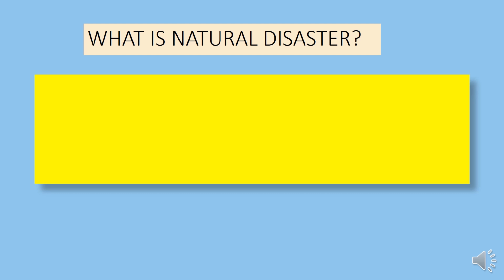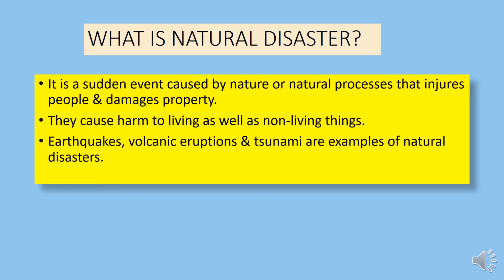what is natural disaster. Dear students, you all must have heard about earthquakes, volcanic eruptions, tsunamis in the news. What are they basically? They are examples of natural disasters. So, natural disaster is a sudden event that is caused by nature or a natural process that injures people and damages property. It is not in our hands. It is the destruction by nature. They cause harm to living beings as well as non-living things. Both are disrupted or dismantled during this process.